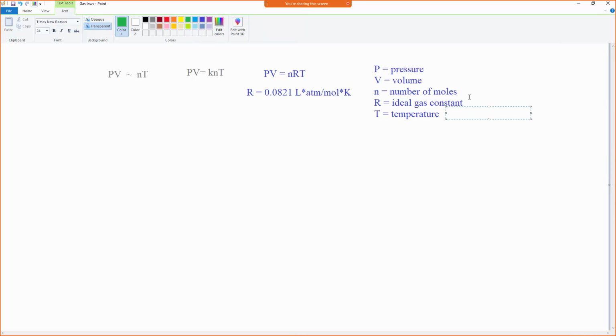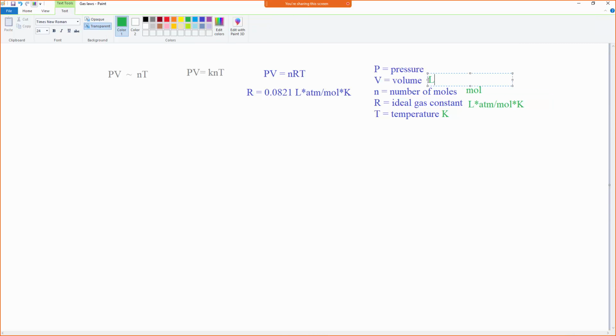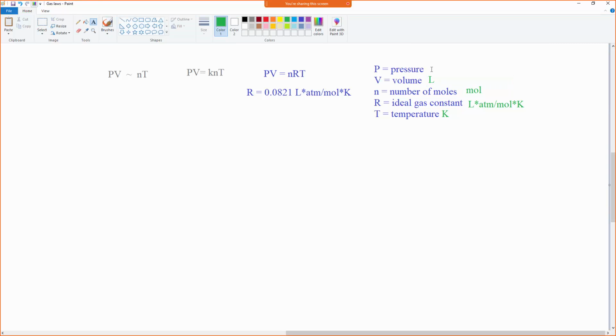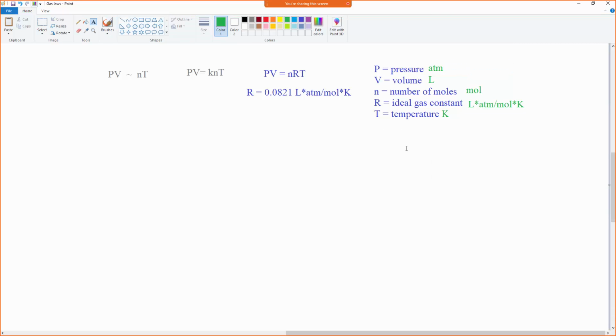All right, so in this case, because I'm giving R in liter atmospheres per mole K, that tells you that your temperature must be in Kelvin. Your moles, of course, must be in moles. But your volume must be in liters for this particular equation. And your pressure must be in atmospheres. You guys with me so far? Yeah. Okay.